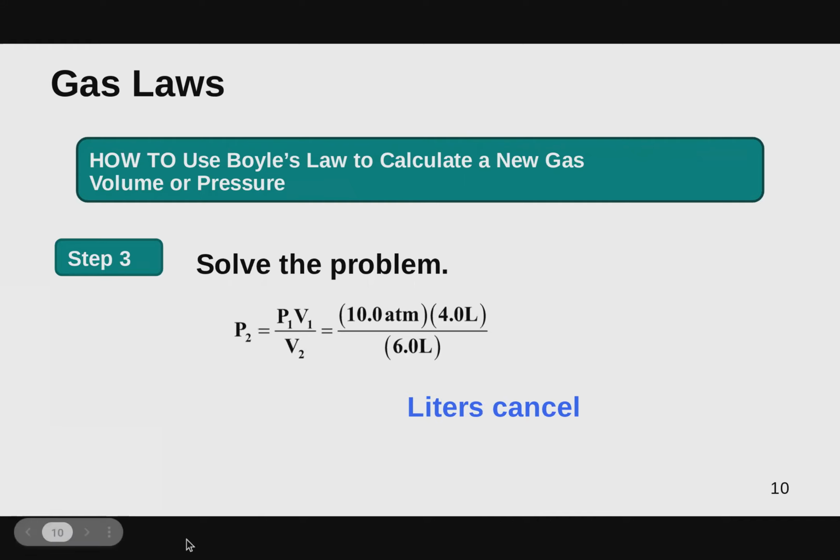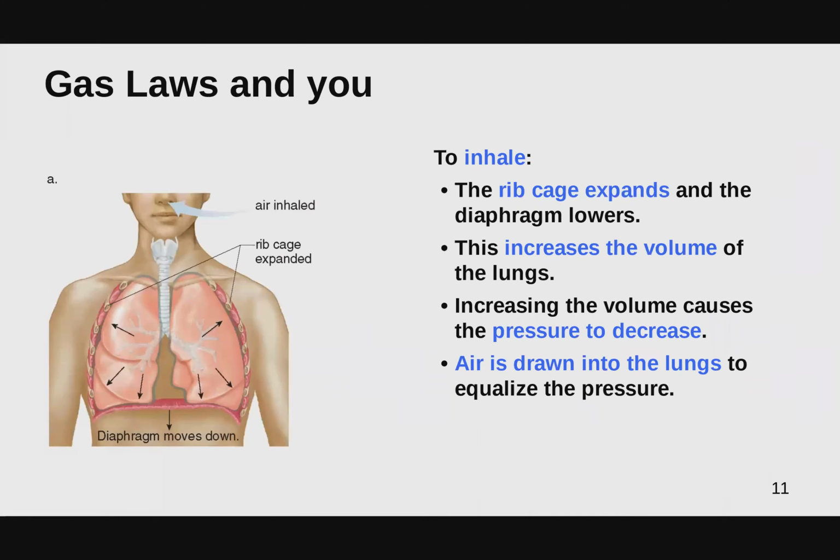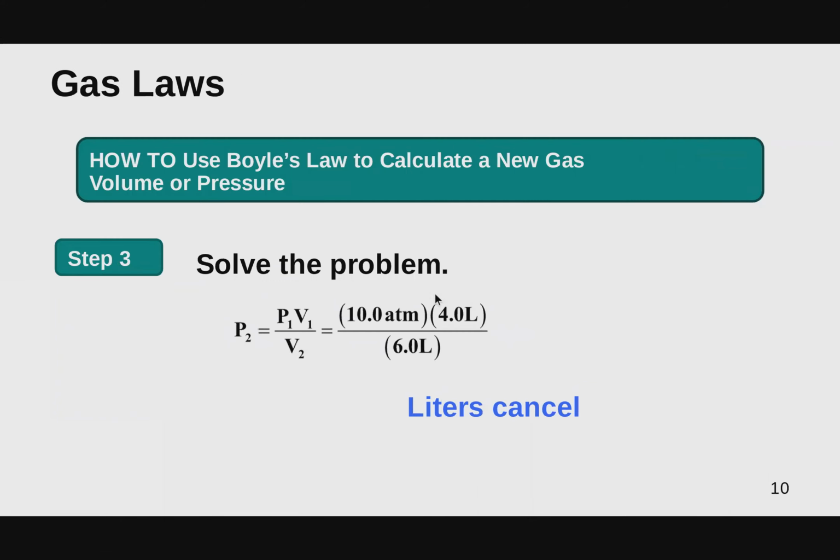The liters cancel out, thus giving us a grand total of, I don't know, I forgot to do the problem now. So whatever 40 divided by 6 is, giving us that answer in atmospheres. So that's how we apply Boyle's law. It's a very, very simple law.